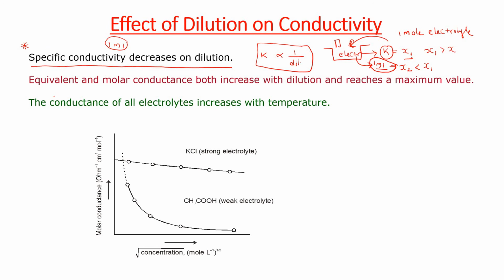But what about equivalent and molar conductance? They will increase. They increase on dilution. Where conductivity decreases, whereas molar conductance, what happens here? Increasing on dilution. What is the reason? Whenever you add some water, the momentum of ions will increase. Here also it increases, but here what is happening? This conductance is for 1 mole of electrolyte present in the electrolytic solution.